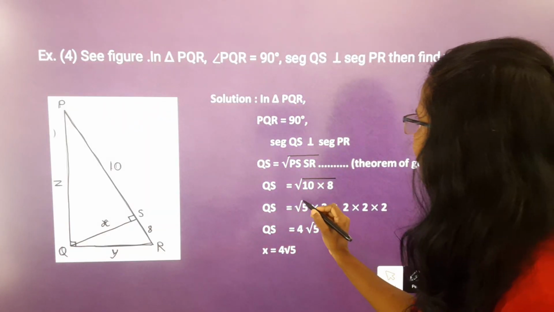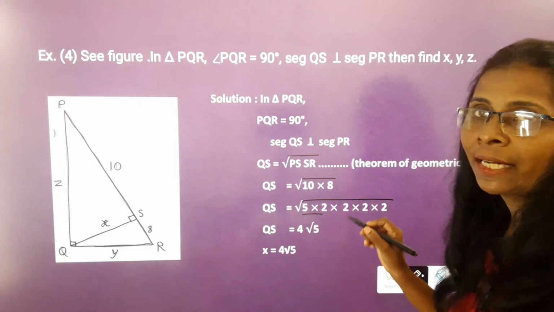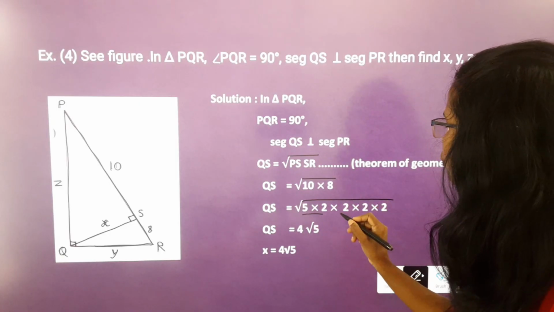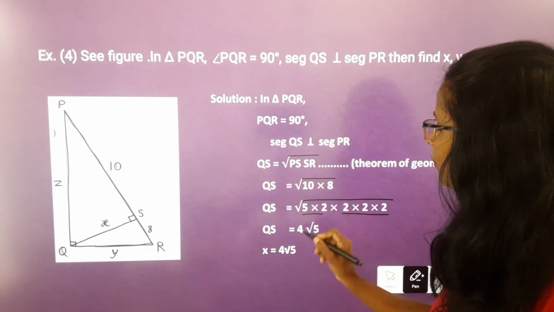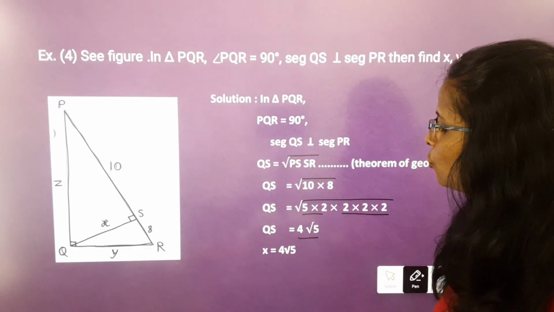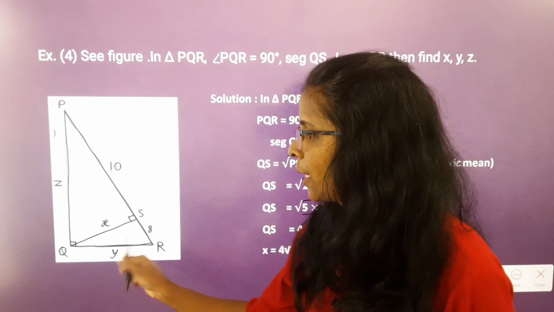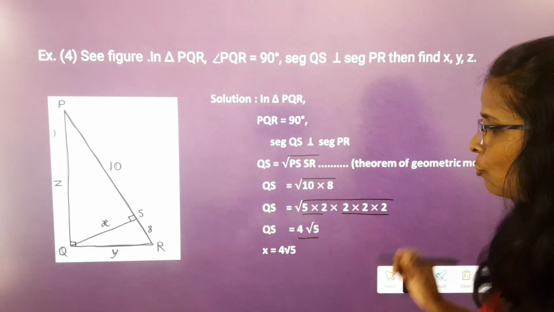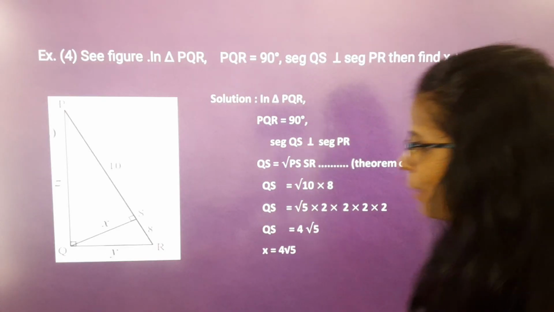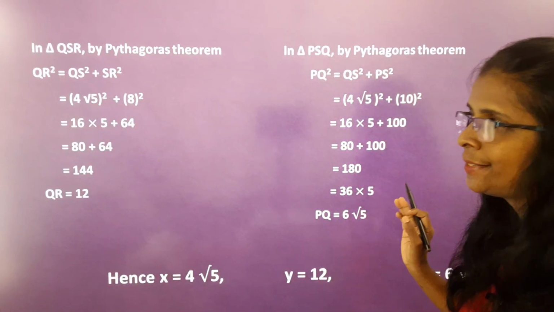Now factorize 8, 10 is 5 multiplied by 2, and the factorization of 8 is 2 multiplied by 2 multiplied by 2. So that means 4 root 5. So QS is equal to 4 root 5. QS is the X. So X is equal to 4 root 5, students.